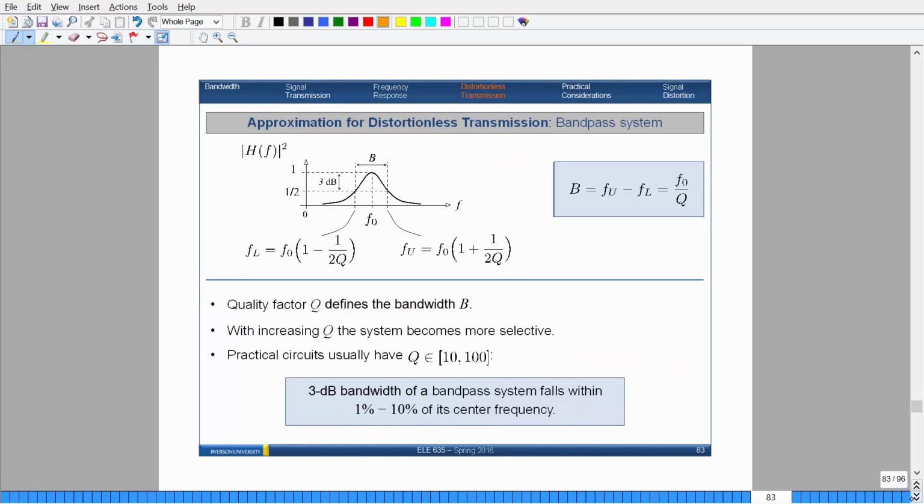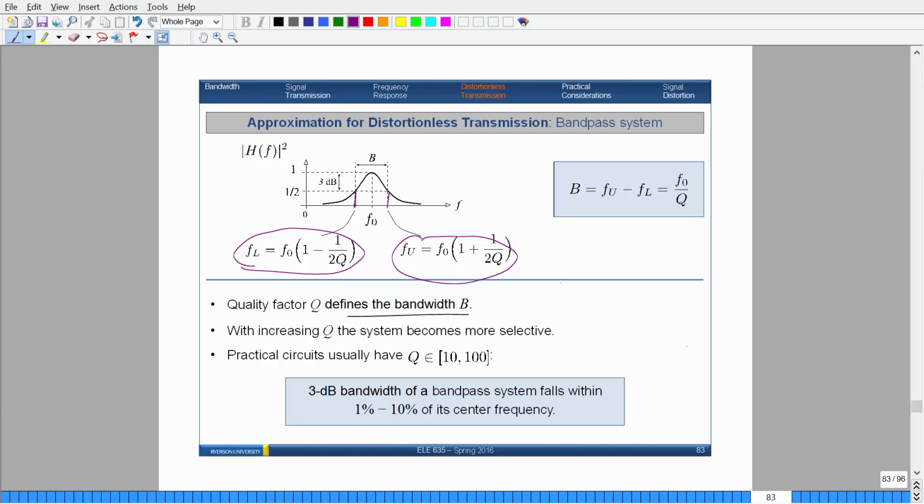The reason the quality factor is so important is because it defines the bandwidth of your bandpass signal. I won't derive this in detail, I just want to show you an example of a bandpass system. So this is your bandpass. If you wanted to figure out where the 3 dB cutoff is, this here is your 3 dB between these both. This would be the lower end, and this would be the upper end.